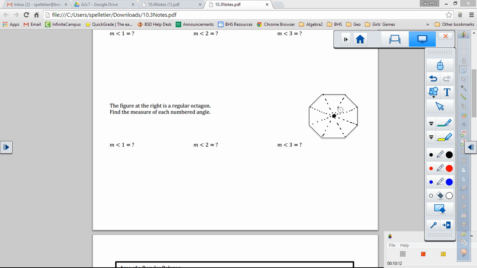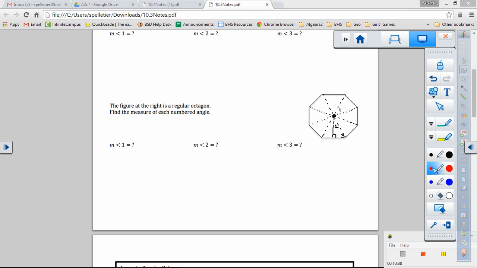And I want you to label them like this. I want angle number 1. We're going to draw in an altitude right here, and I want you to call that angle number 2. And then angle number 3 right here in the corner. All right, so let's go through that same process we just did a minute ago.